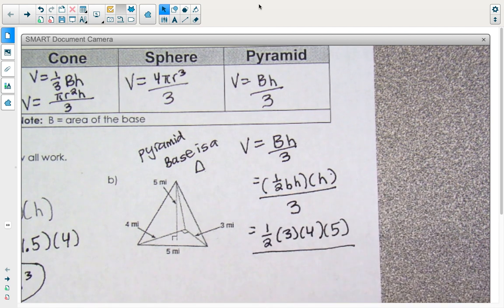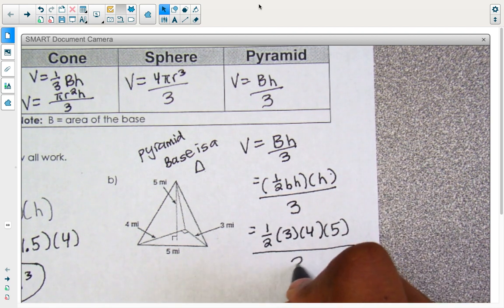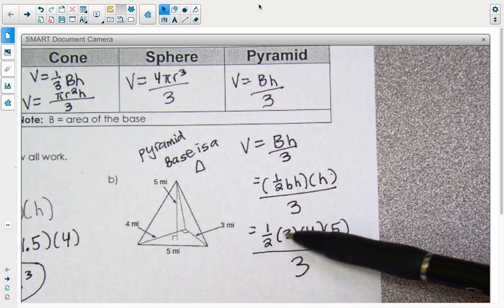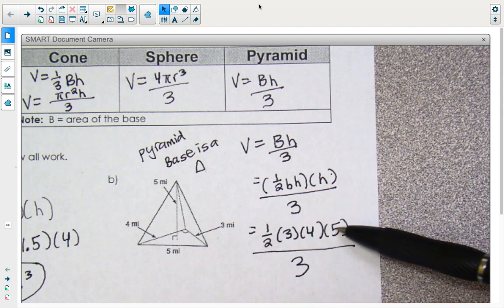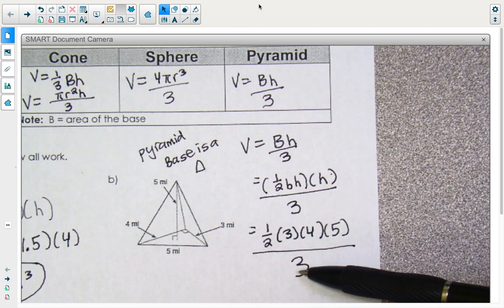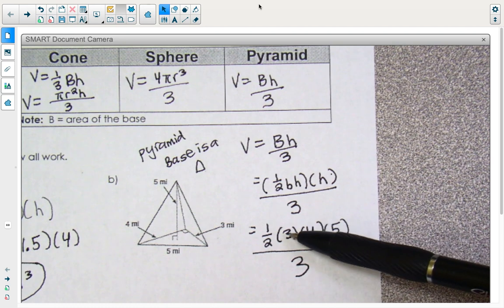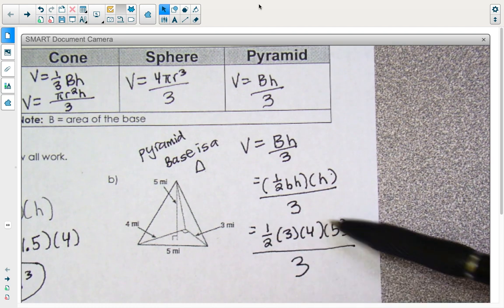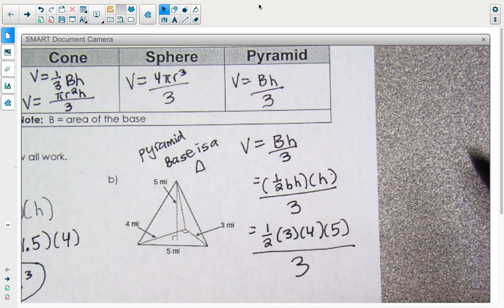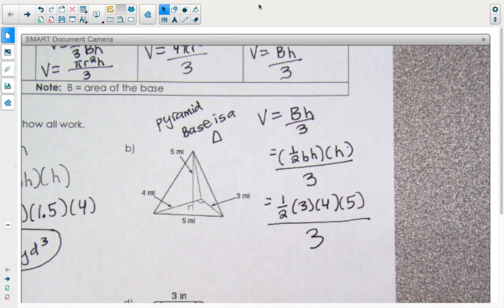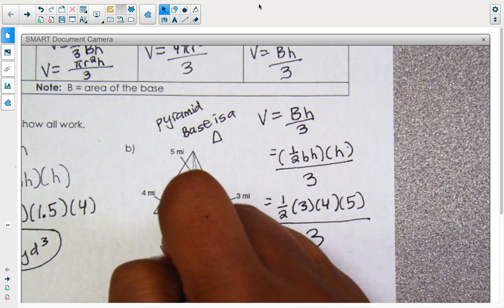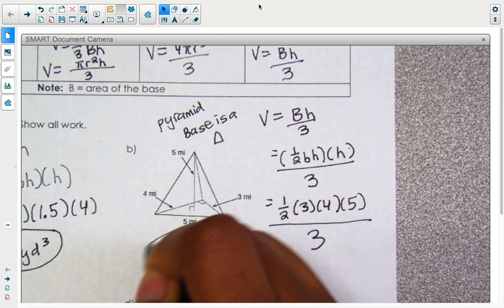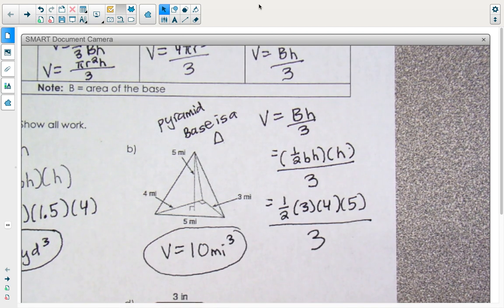All divided by 3. Make sure when you type this in that you do 1/2 times 3 times 4 times 5. Get that number and divide it all by 3. A little cleaner way to write it, if you want, is to do 3 times 4 and then divide it by 2, then multiply by 5, then divide by 3. Just make sure you're typing this into Desmos correctly. You should get your volume is 10 cubic miles. So that's our answer, 10 miles cubed.